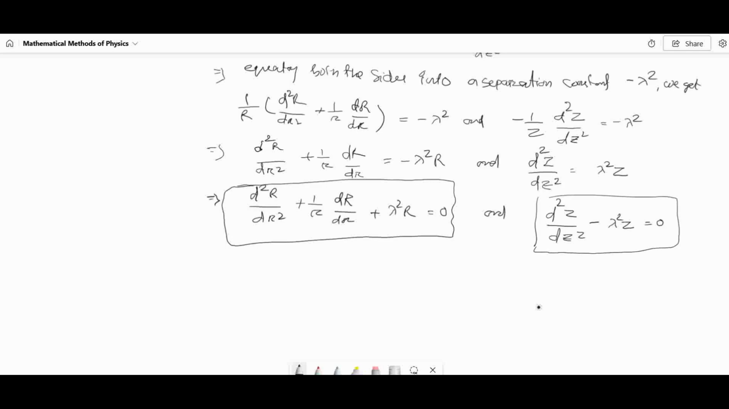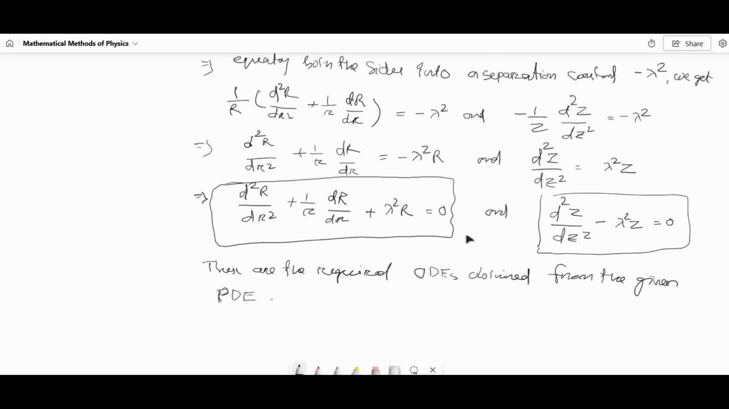Okay, clear? So these are the required ODEs obtained from the given partial differential equation. Okay, so I hope you understood the concept.